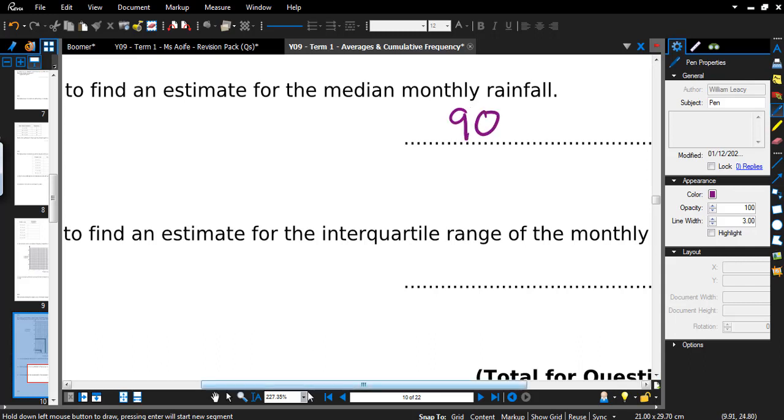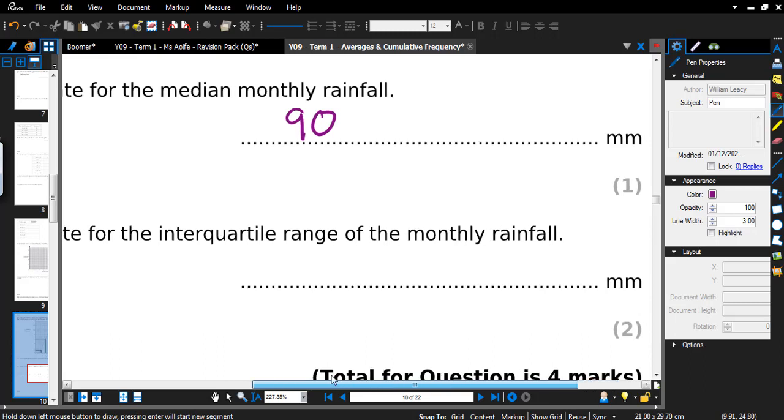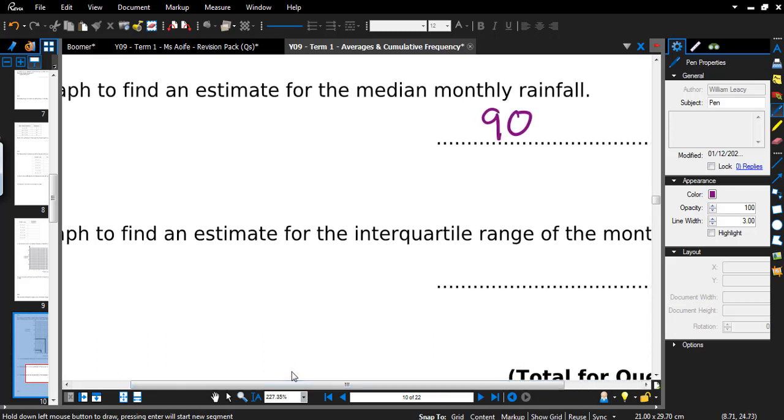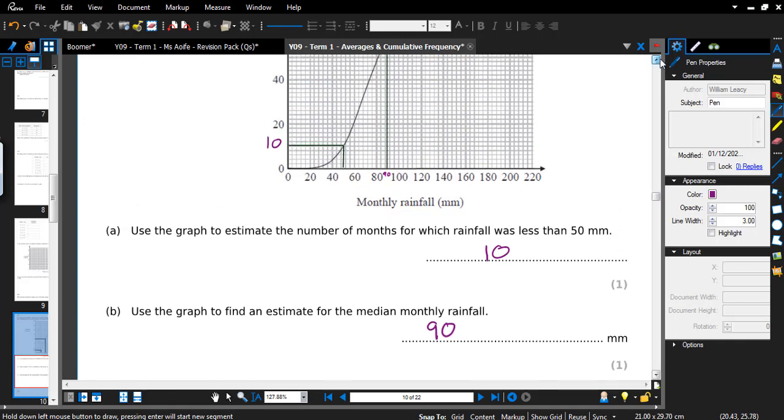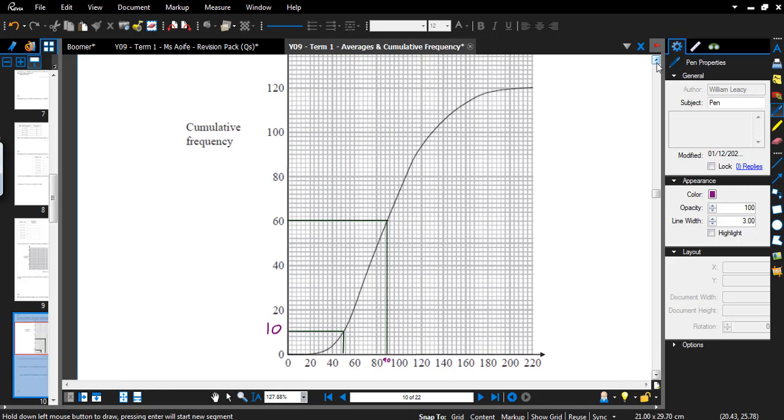Does it give the units here? Yeah. Find an estimate for the interquartile range. Now use the graph to find the interquartile range, the upper quartile minus the lower quartile. Think of it as the upper quarter minus the lower quarter. What's the lower quarter? Well, a quarter of 120, or 25%, which the lower quartile represents. So I'm just going to write this in for you so you understand it. Median.